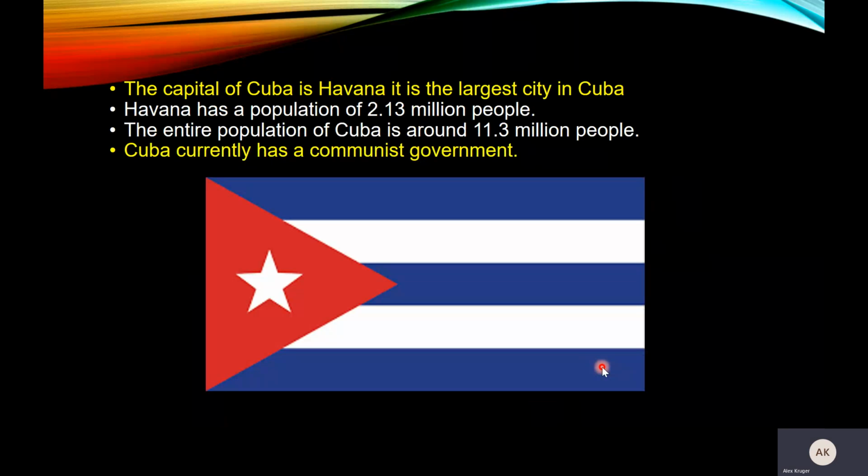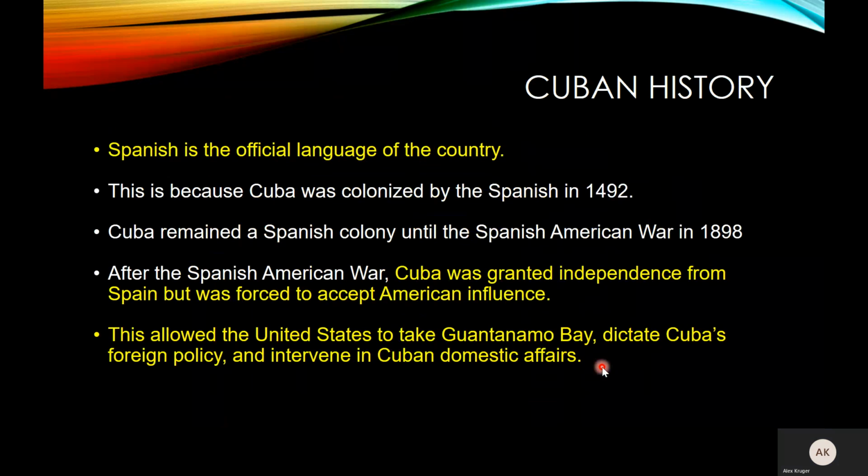Cuba currently has a communist government. You got to remember that. Spanish is the official language of the country. It's a Hispanic country. It was colonized by the Spanish in 1492. Cuba remained a Spanish colony until the Spanish-American War in 1898. It was one of the most important colonies to Spain. That's why it stayed in the Spanish Empire for so long.